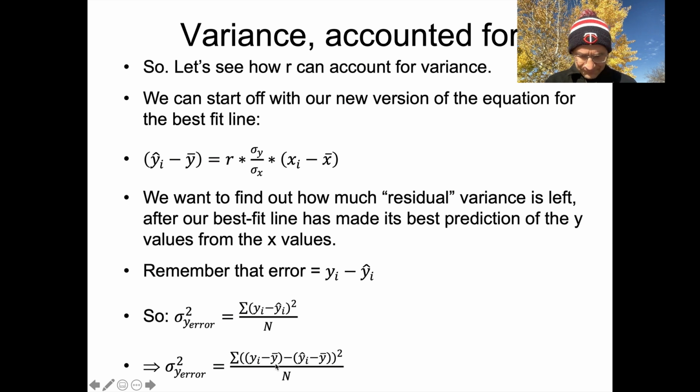So we have the difference of the observed values of y minus the mean of y, and then subtract from that the difference in the predicted values of y minus the mean of y. And then we'll take this difference and square it and sum that up and then divide it all by n, or the number of observations we have in our sample. So we're going to start off with this as our measure of the variance in the errors.